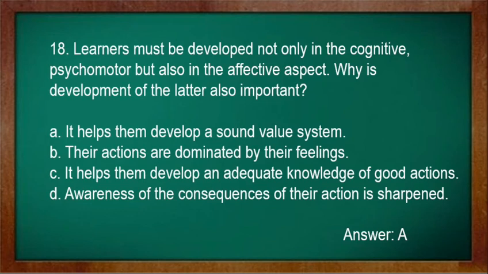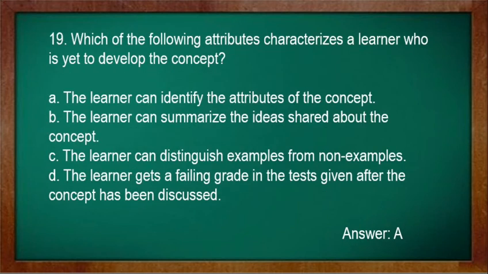Number 18. Learners must be developed not only in the cognitive and psychomotor but also in the affective aspect. Why is development of the latter also important? A. It helps them develop a sound value system. B. Their actions are dominated by their feelings. C. It helps them develop an adequate knowledge of good actions. D. Awareness of the consequences of their action is sharpened. Answer, A.